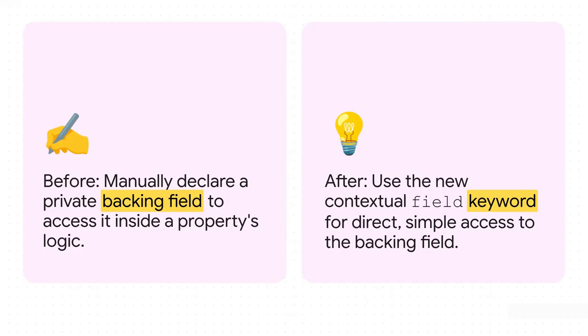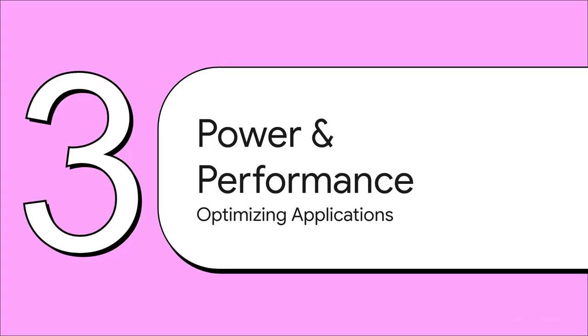And this simplification doesn't stop at constructors. It extends to properties too. You know how, before, if you needed some custom logic in a property, you had to manually create a private backing field? Well now, C# 13 gives us this handy field keyword. It gives you direct access to that backing field right where you need it, which, again, just cuts down on all that extra code.